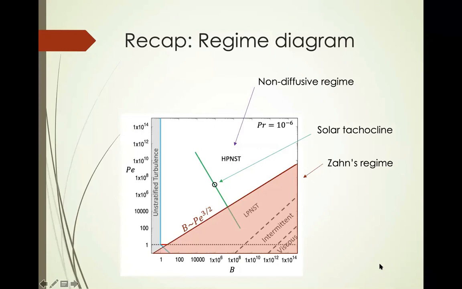So now we can go back and re-identify the regimes in this diagram that I discussed earlier. Everything above this red line is a non-diffusive regime, which is the new regime where the turbulent mixing coefficient is different from Zahn's model. But below this red line, we are exactly in Zahn's regime, and the vertical mixing coefficient is exactly the one he predicted. And again, the solar tachocline is up here, but stars with weaker differential rotation might be in Zahn's regime.